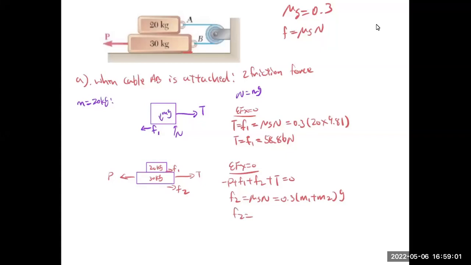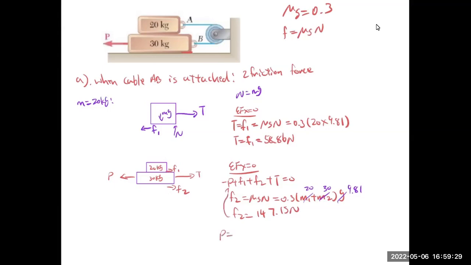F2 will be equal to... m1 is 20, m2 is 30, so 0.3 multiplied by 50 multiplied by 9.81. So you get 147.15 newtons. Okay, and then plug this back into here.